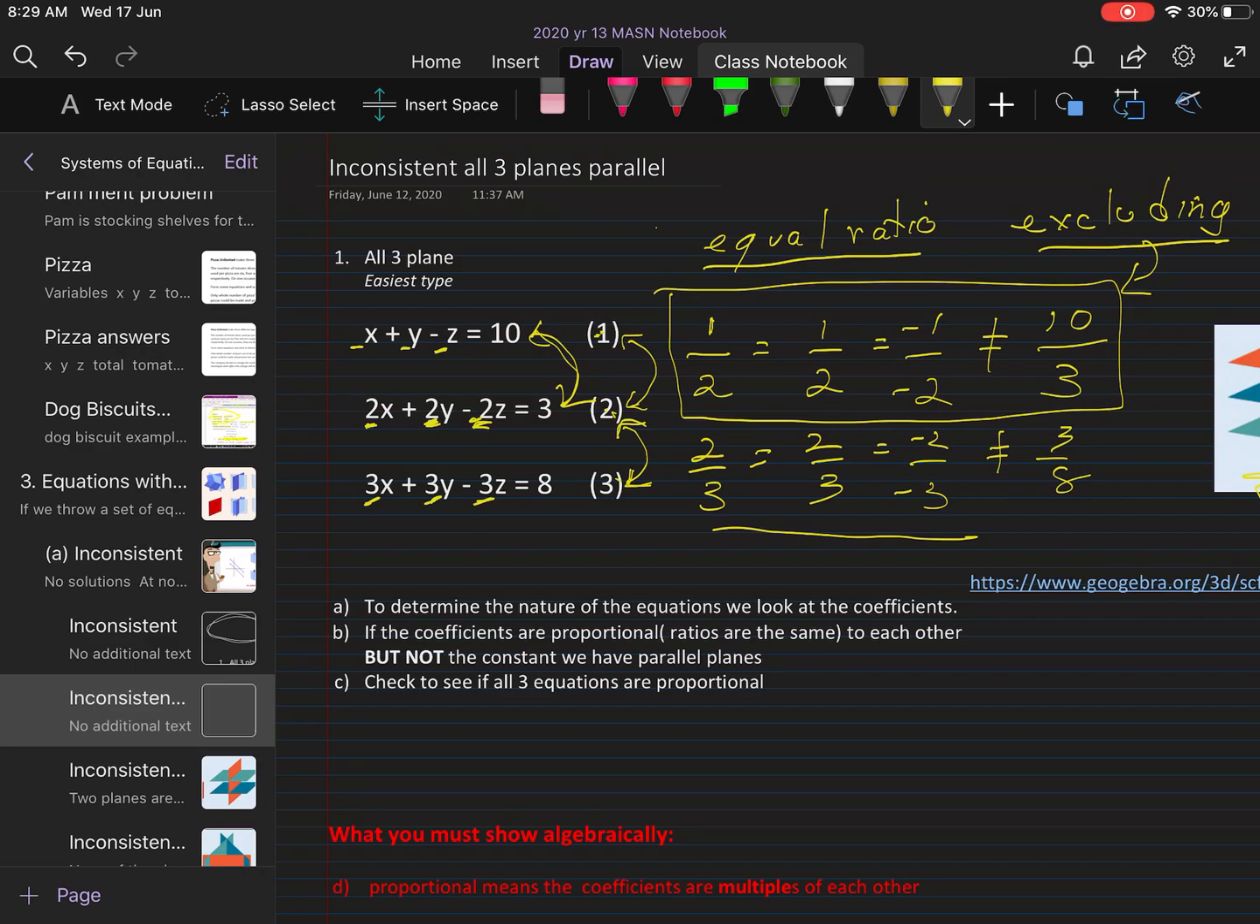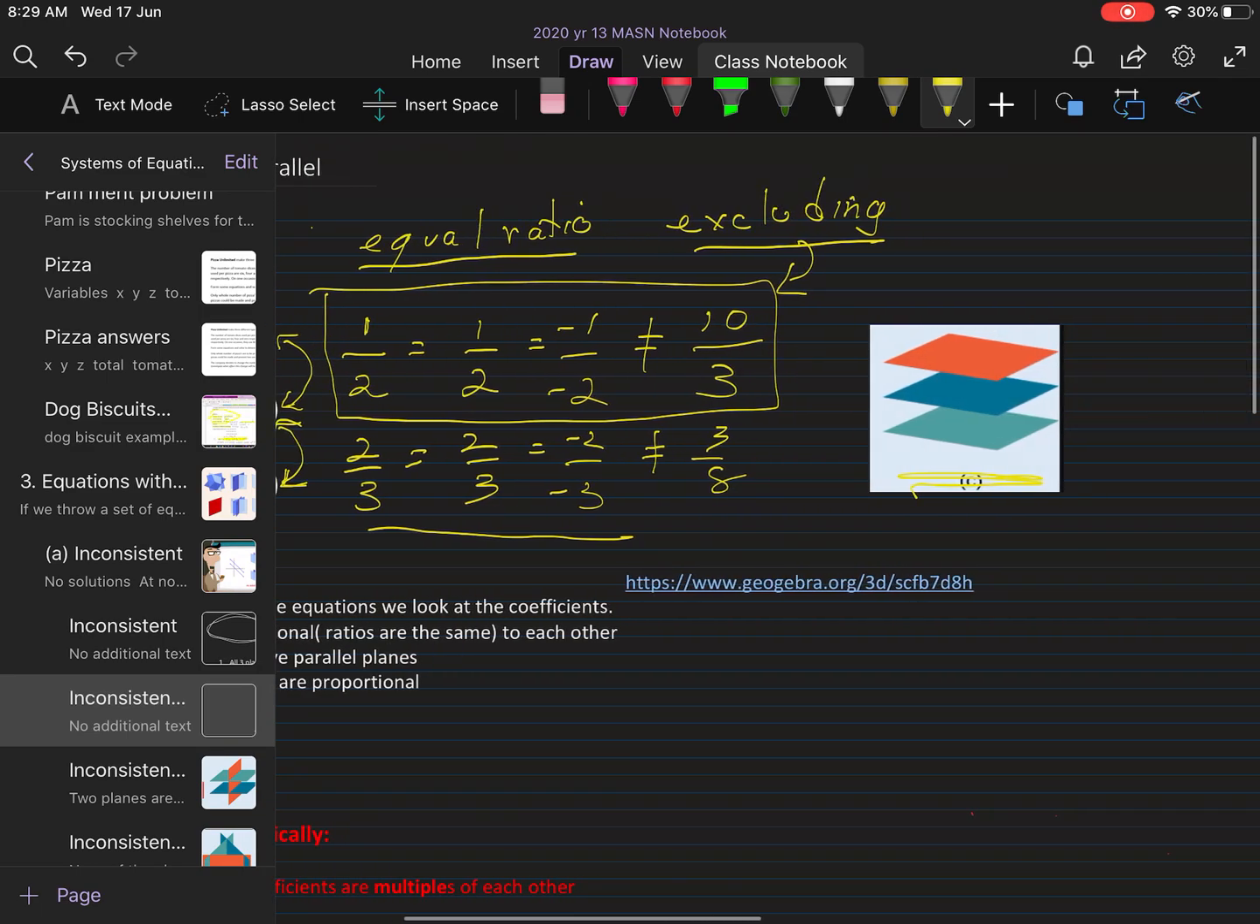So what we have just discovered is not only are equations 1 and 2 parallel planes, but 2 and 3 are also parallel. So that means all three planes are parallel. You don't have to test all three, because if 1 and 2 are parallel and 2 and 3 are parallel, then all three are parallel. So you have graphically this kind of situation.